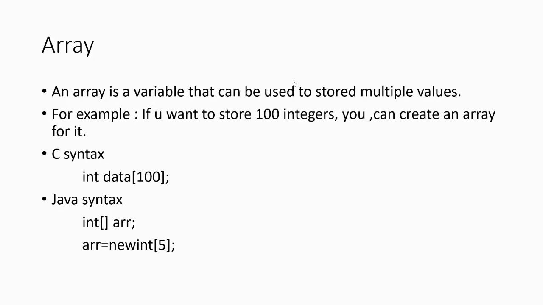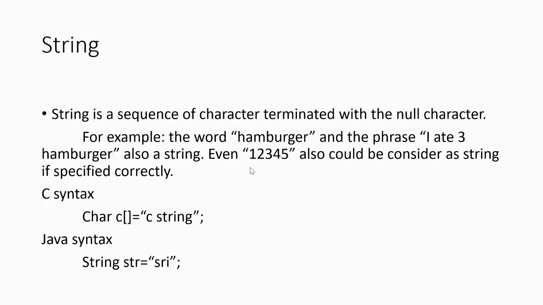Then go to array. Array is a variable, everybody knows about that. An array is a variable that can be used to store multiple values. For example, if you want to store 100 integers, you can create an array for it. I gave a C syntax and a Java syntax. C syntax is simply int data[100]. For Java syntax, we have to first declare an int array, then we can specify how many elements we are going to store.